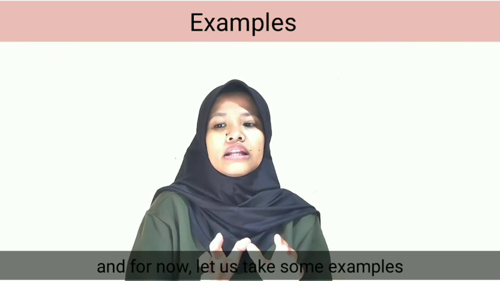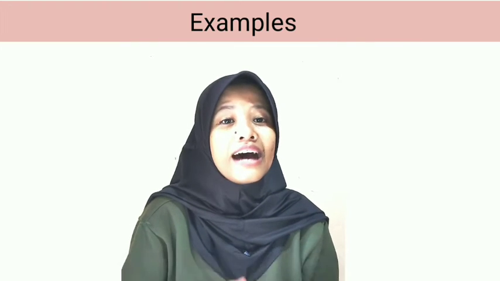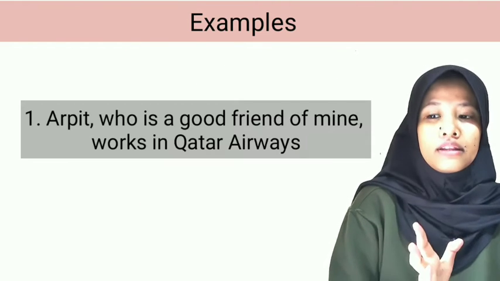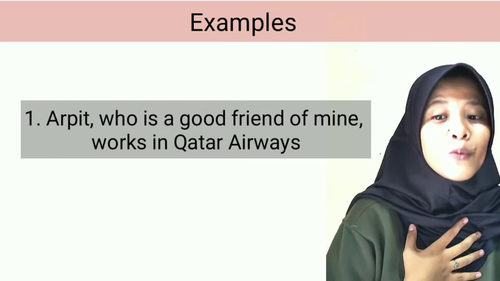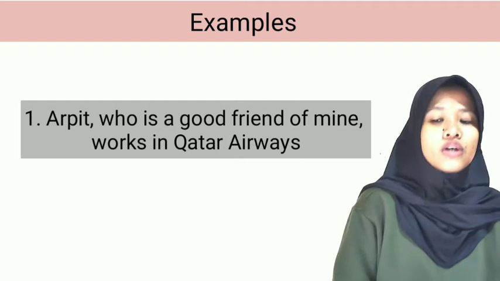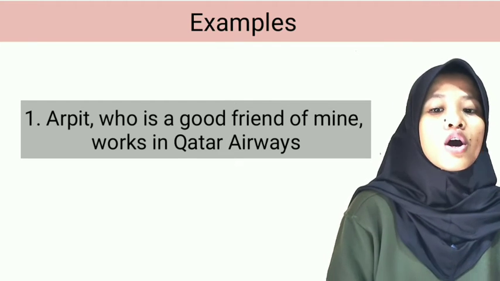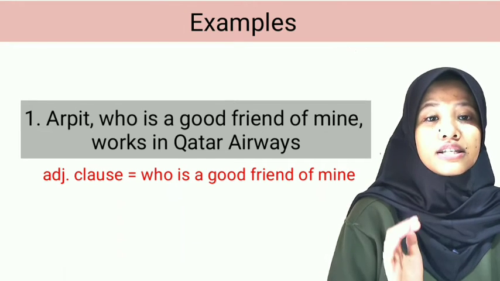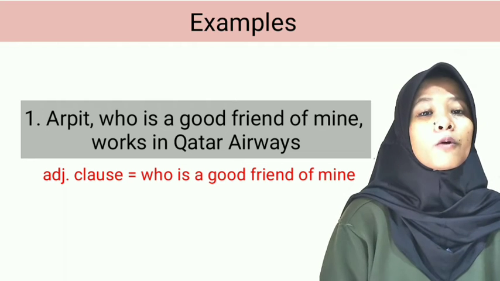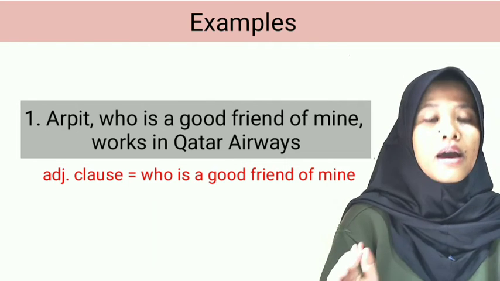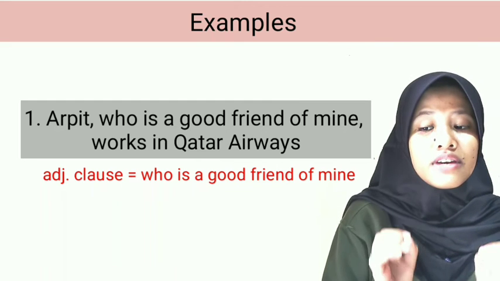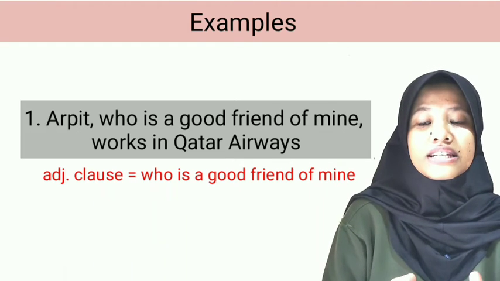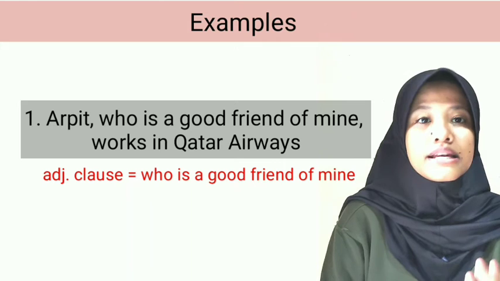And for now, let us take some examples and understand the adjective clauses one by one. The first one is: Arpit, who is a good friend of mine, works in Qatar Airways. So, our adjective clause here in the sentence is who is a good friend of mine. This adjective clause starting with the conjunction who is giving information about the noun Arpit, but the information this clause is giving is not essential. It's non-defining. It's not needed to identify the subject Arpit because Arpit is a proper noun.